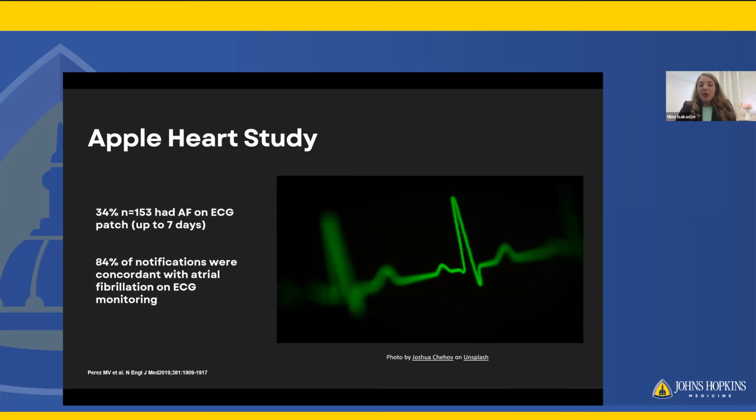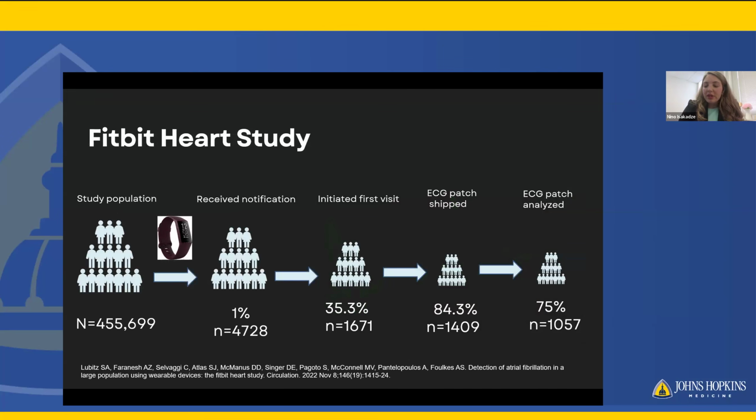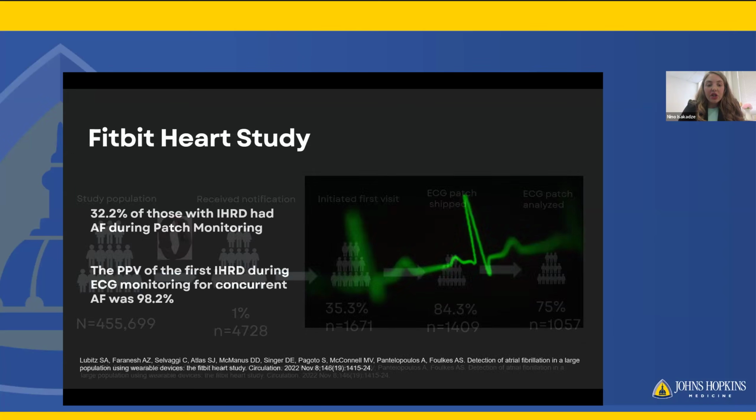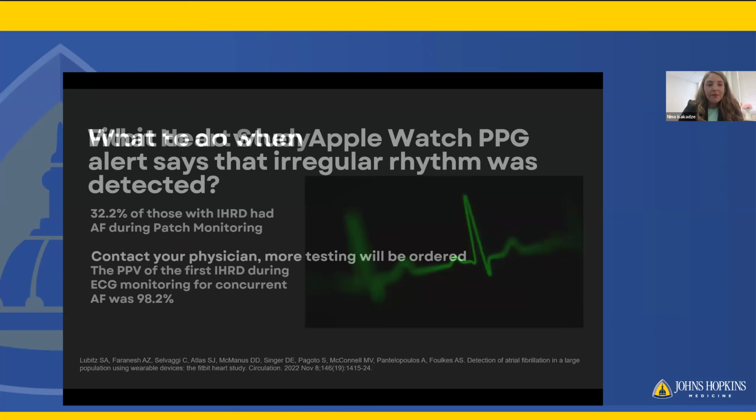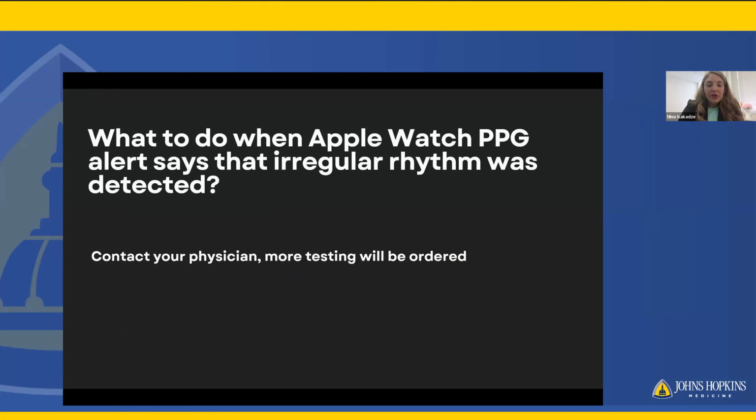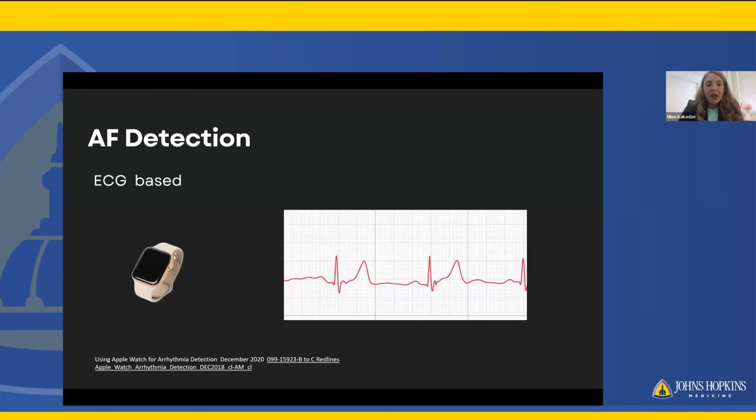And sometimes we have to follow up with an actual recording of the electrocardiogram to make the AFib diagnosis. And this is a very similar study with a Fitbit, with kind of the same result: 1% out of almost 500,000 patients got the notification, and 32% got officially diagnosed with atrial fibrillation afterwards. And this reiterates that if you get an irregular rhythm notification on the watch, you should contact the physician for more testing.